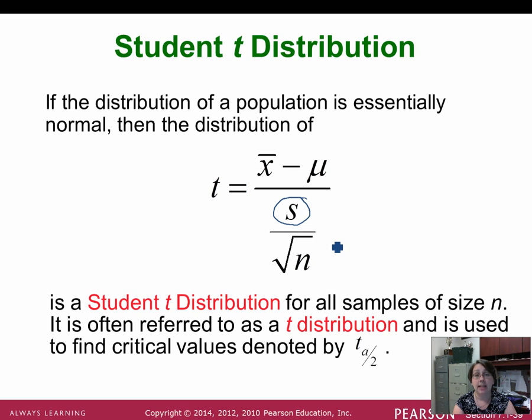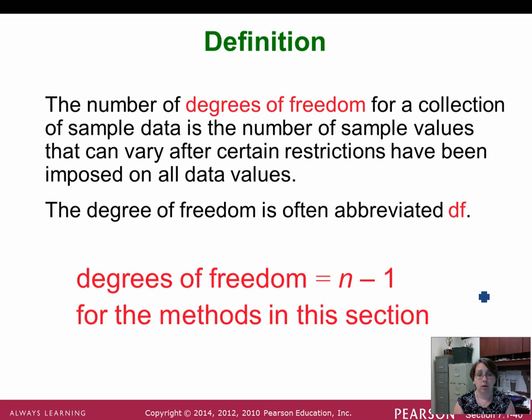Because we're using s, that's why we have to go to the t table. The t table is for all samples of size n. Okay? It's often referred to as a t distribution. It is used to find a critical value denoted by t alpha divided by 2. So, to do this, though, you need a degree of freedom.